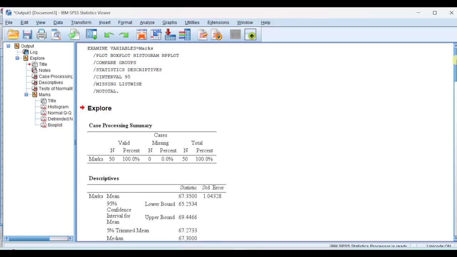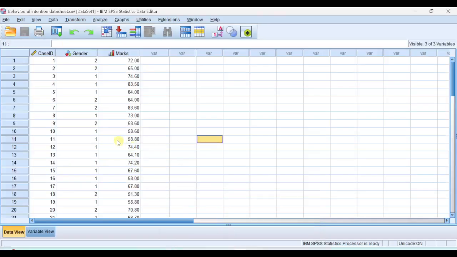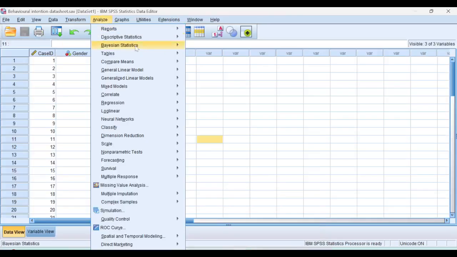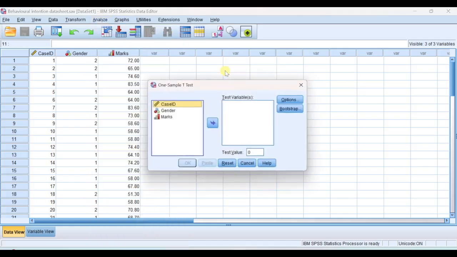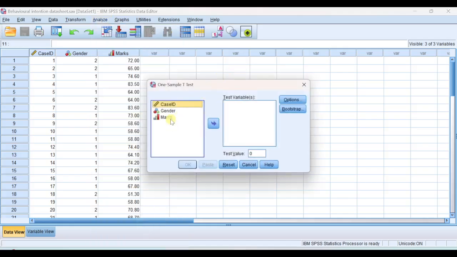Now I can go to check on whether this mean value, which is 67.35, is significantly different from the population mean or not. For that purpose, I'll do a one sample t-test. I'll go back to the data sheet. I'll go to analyze, compare means. You see here one sample t-test. I click on one sample t-test.